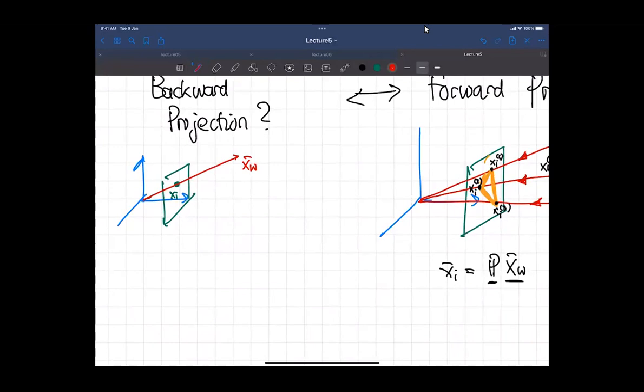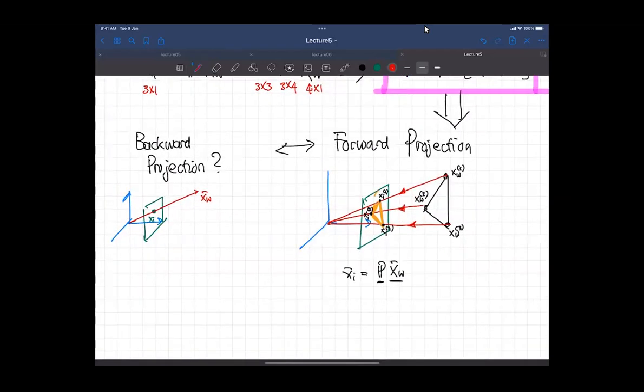Why do we lose the depth? Yes, the dimensionality is reduced from 3D to 2D. From 3D to 2D, you can always get the answer, because it goes from the higher dimensionality to lower dimensionality. But from lower dimensionality to higher dimensionality is impossible because there's a loss of information, right? So when you do the forward projection, there's a loss of information and then you cannot return it back.